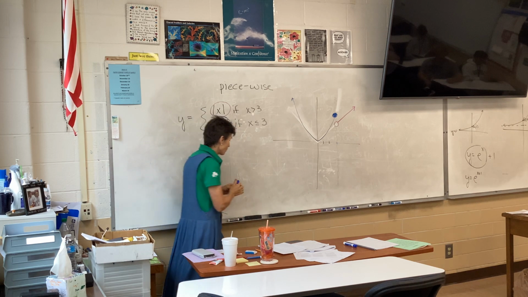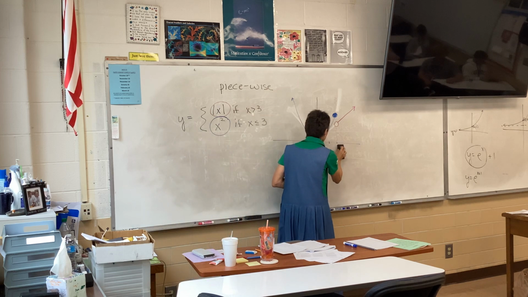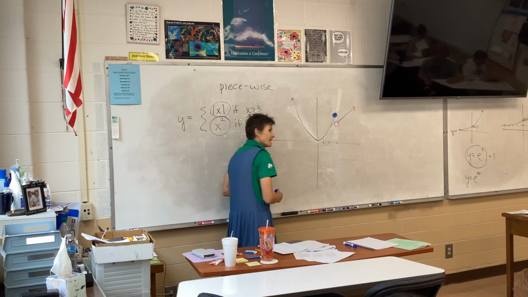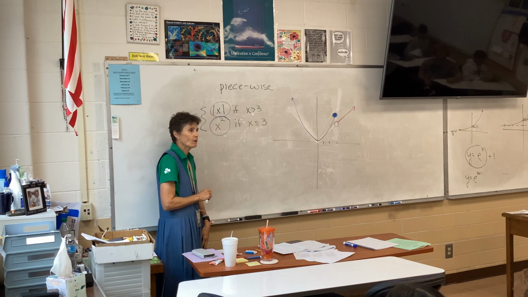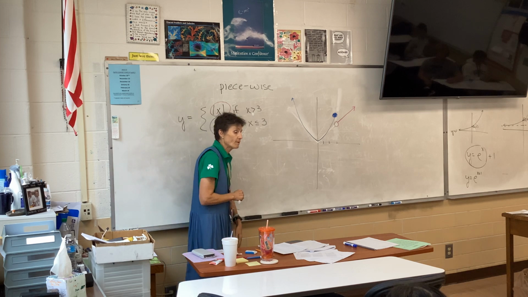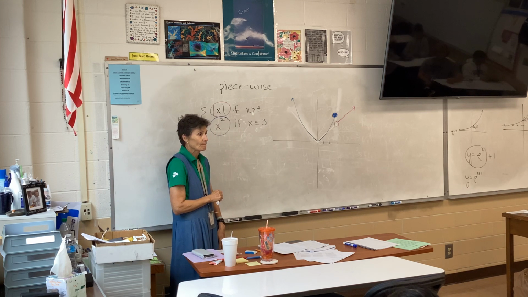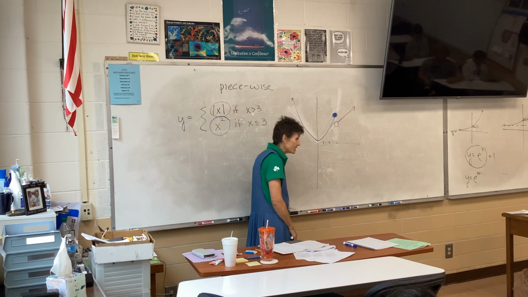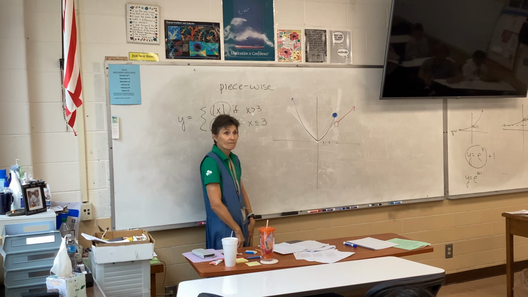I finished the problem, so I'm going to go ahead and erase my squiggly line. If you forget to erase your squiggly line, I won't mark it wrong. It just makes our graph look nicer if it's not there. So what did we do? We graphed a piece of a V and a piece of a parabola.